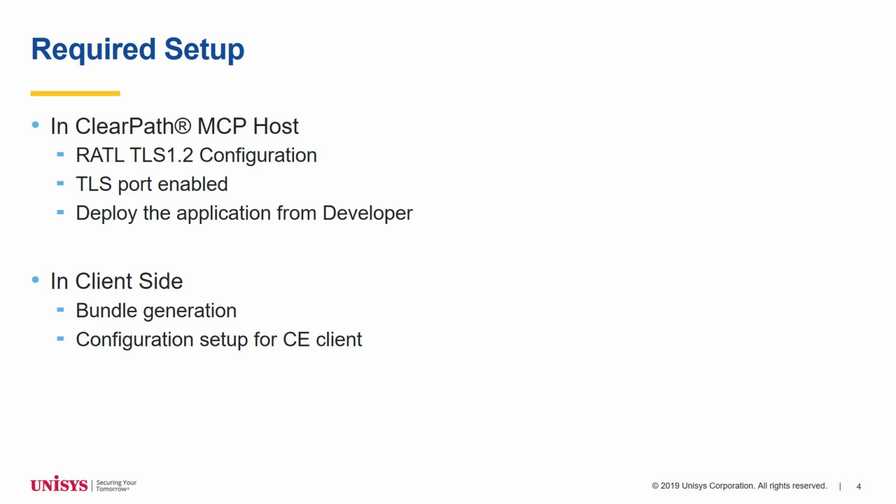In MCP host, please make sure the RATL TLS service is enabled by configuring the authorizer certificate, and after that the service should be available with a specific port number. To access the application, for sure we should have the application deployed in MCP host through developer, and there's no change in the configuration in this area. And please make sure there's no error during the deployment. Regarding the client part, the bundle should be generated with the required CE clients like ASP.NET or Web.NET or presentation client etc. And then make sure the configuration setup is available for the generated bundle.